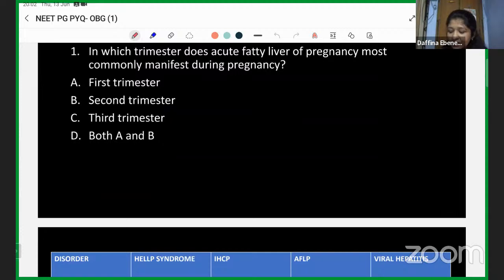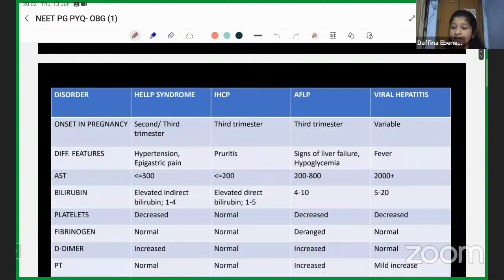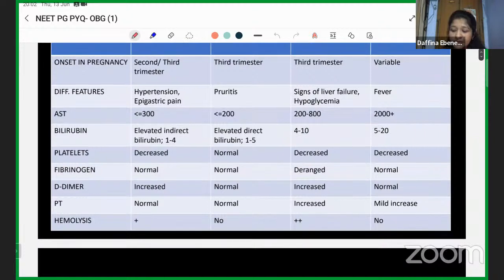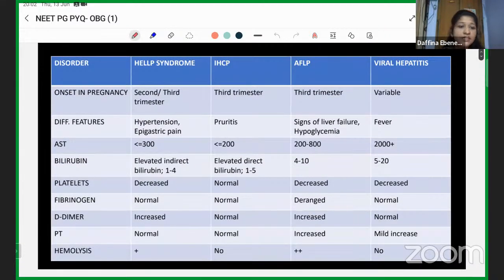Before that, we'll look at what can happen to the liver during pregnancy. What are the different liver disorders that happen during pregnancy? One, as we all know, HELLP syndrome, which is a complication of severe preeclampsia. Next is intrahepatic cholestasis of pregnancy. Next is acute fatty liver of pregnancy and viral hepatitis. These are the different liver disorders that can complicate pregnancy.